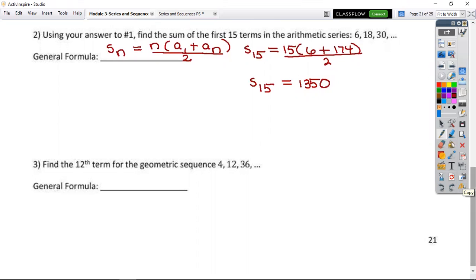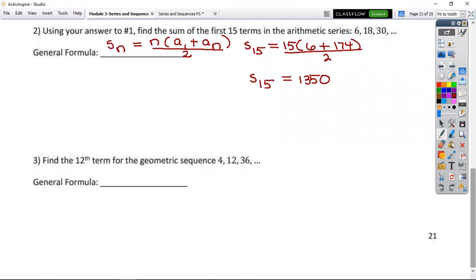Hop down to 3. So now you're going to find the 12th term of the geometric sequence. This is the second formula on the top of your page. So you're going to go a sub n is equal to a sub 1 times r raised to the n minus 1. And then all you're going to do is substitute into it. So the 12th term of the sequence is equal to, first term is 4, common ratio is what? Yep, 3. And then raise up to the 12 minus 1.